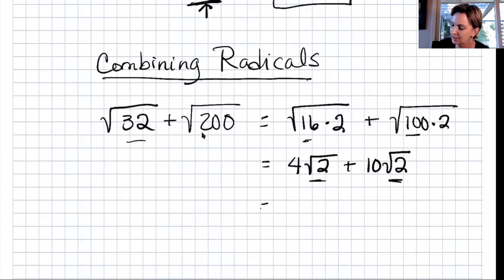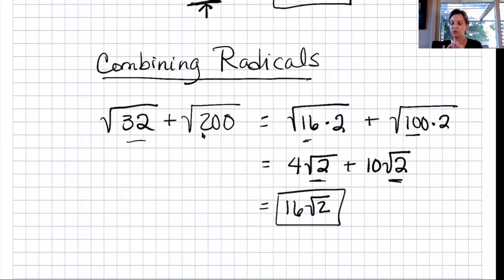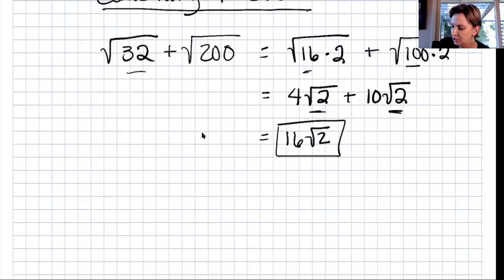Okay, so this is how many square root of 2's? It's 16 square root of 2's, and you can just combine them. And now you have one term. Instead of those two radicals separate, you combine them into one. Okay. Let's do one more.